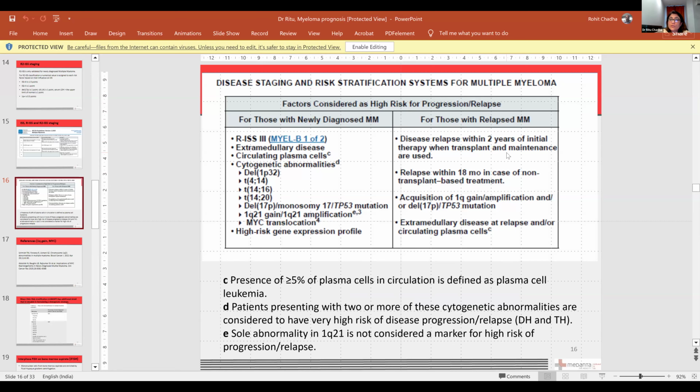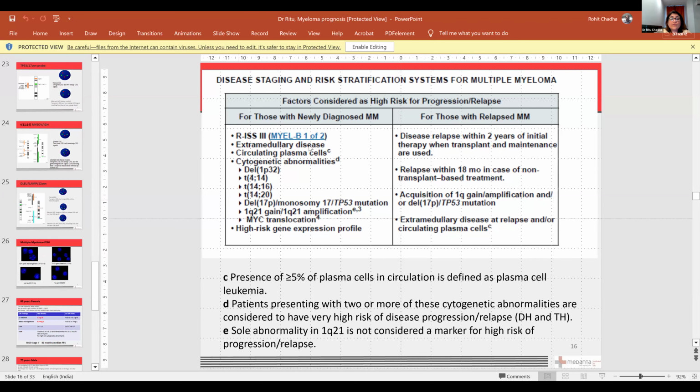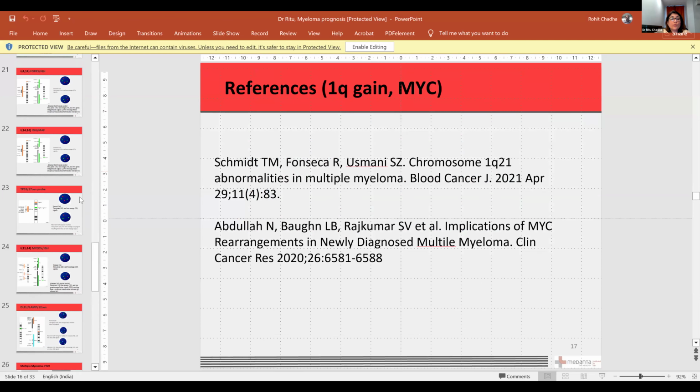And for the relapsed myeloma patients, basically once the patient is on therapy or relapses, then also we need to prognosticate the case. There, the disease relapse within 2 years of initial therapy when transplant and maintenance are used, relapse within 18 months in case of non-transplant based treatment, and acquisition of 1q or TP53 deletion can happen at the time of relapse, and extramedullary disease or circulating plasma cells. So these were the factors which will give you the high risk of progression of myeloma or the relapse.